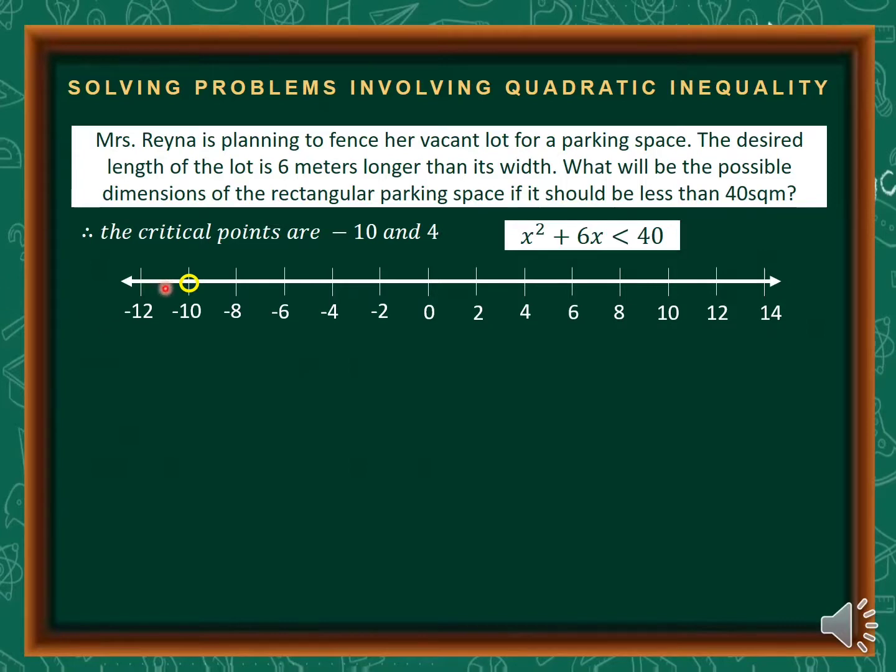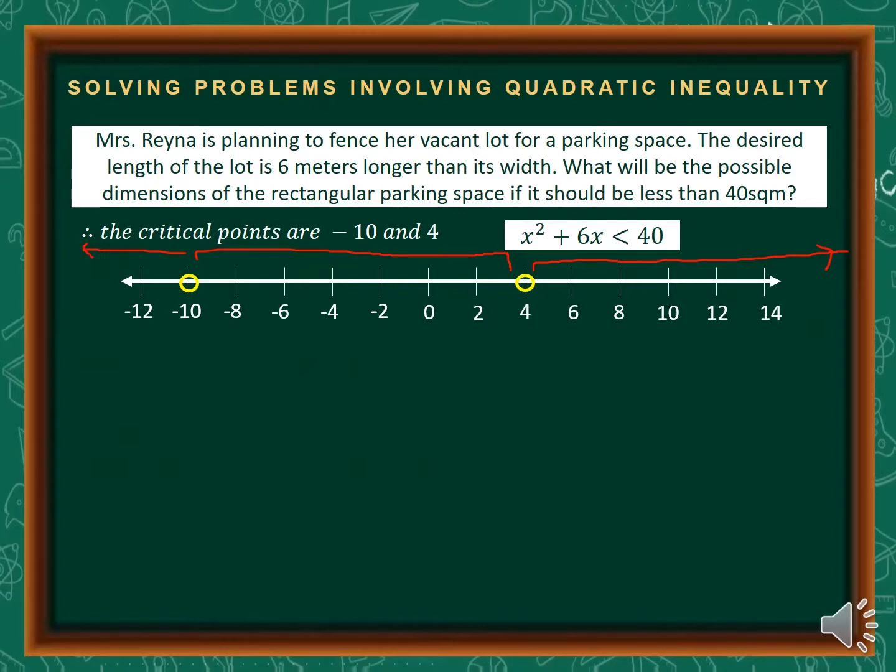So, negative 10 and positive 4. Yan. So, ayan yung critical points natin. I use hollow points since ang given natin dito is less than. Now, after plotting our critical points, we form the 3 intervals. The first interval, ito. Ito yung first interval natin. This one. This is the second interval. And this is our third interval. Okay? Ayan. First, second, and third interval.